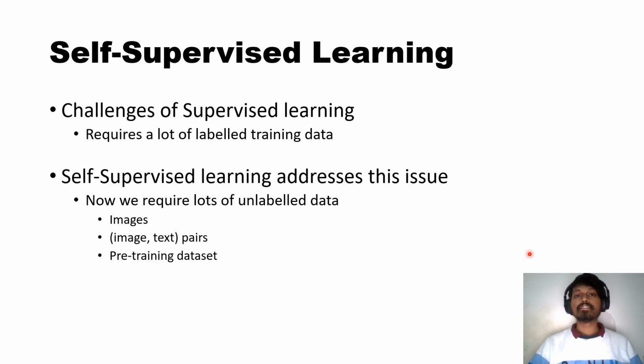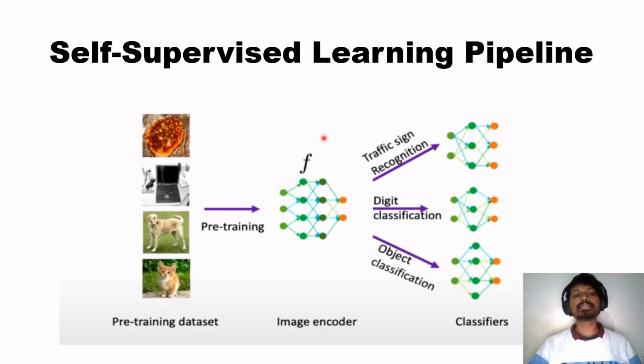One of the challenges it faces is that it requires a lot of labeled training data. And by a lot, I mean hundreds of thousands, even millions of training examples. Self-supervised learning addresses this issue, and it works in two phases. We still require a lot of data, but this data need not be labeled. We can just provide an image, or we can provide image-text pairs, which are known as the pre-training data set.